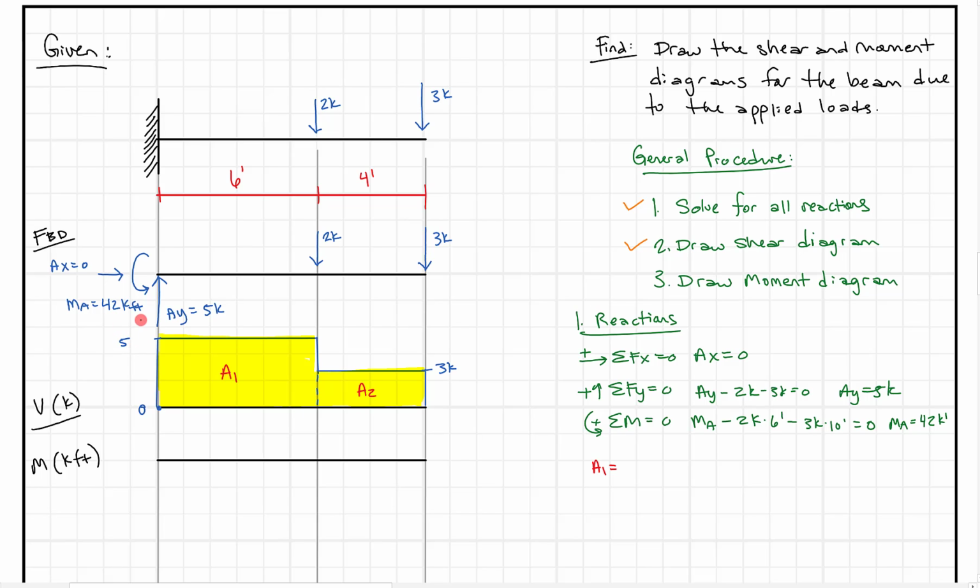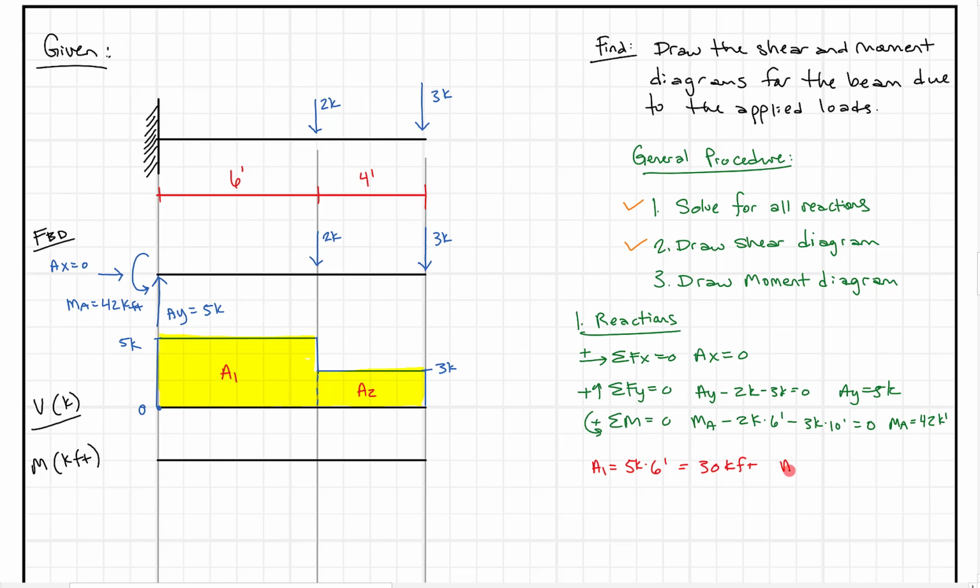We have a height of 5 kips, and I don't have to label it, but sometimes it helps. So 5 kips times, what do we have? The distance here is this distance, which is 6 feet. And what do we get? We get 30 kip feet.